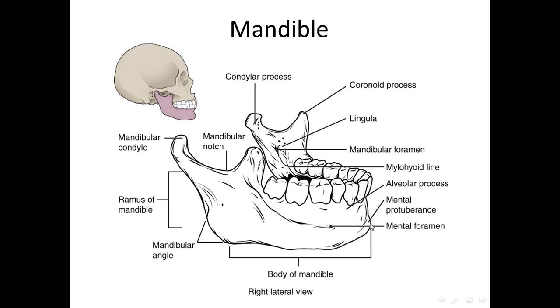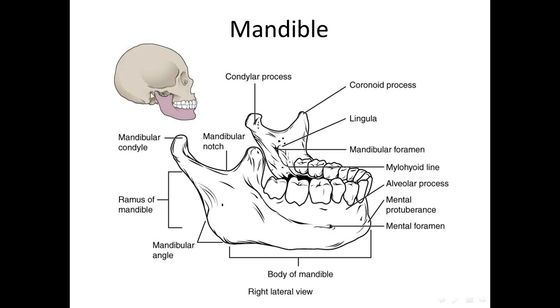This is the chin, or the mental protuberance, and this is the mental foramen, which is the passageway for the nerves that supply the chin. On the inner side, there is the mandibular foramen that we talked about, the lingula, which is a small flap of mandible that provides attachment to the ligament of the temporomandibular joint, and the mylohyoid line, which is another attachment for the suprahyoid muscles.